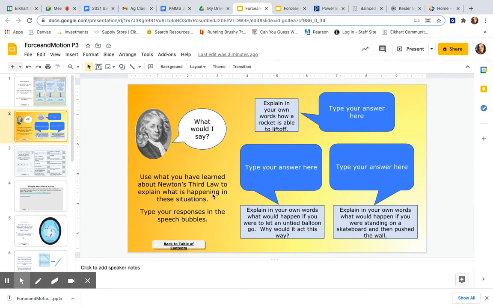Newton's third law is the law of action and reaction, meaning for every action there's an equal and opposite reaction.